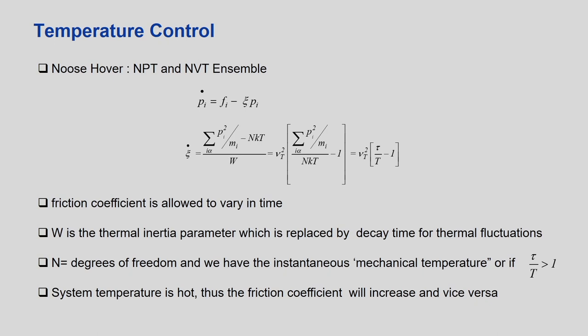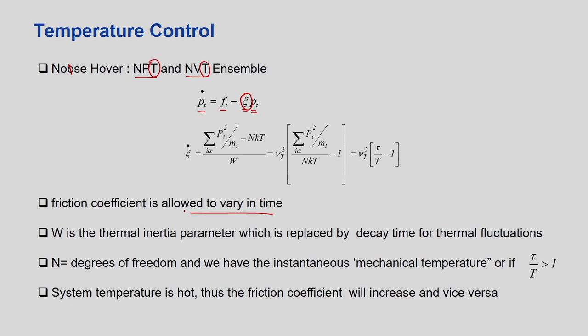Now, an important aspect is the Nosé-Hoover method. We have talked about these ensembles, the NPT ensemble, NVT. Now, how do you control temperature? For that, you define the momentum. This is the derivative of the momentum with respect to time, which gives force, minus some friction coefficient multiplied by the momentum. This is called the friction coefficient. The friction coefficient is a function of time, allowed to vary in time because you need to control temperature. You can control temperature only if you reduce momentum or velocity. That is how it actually controls the velocity.